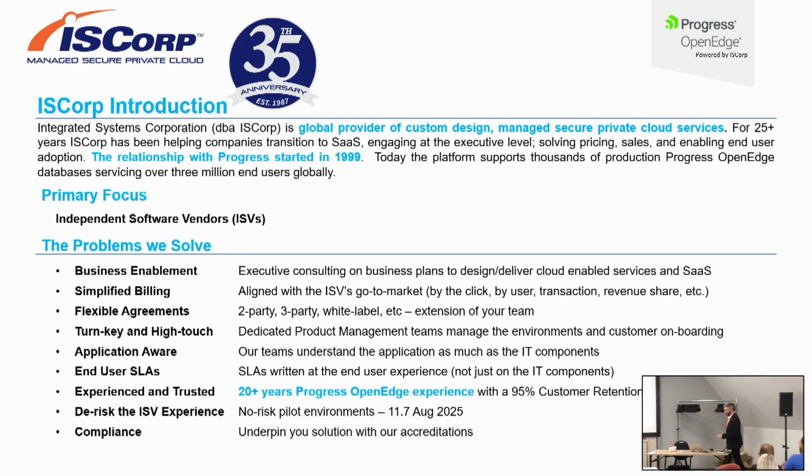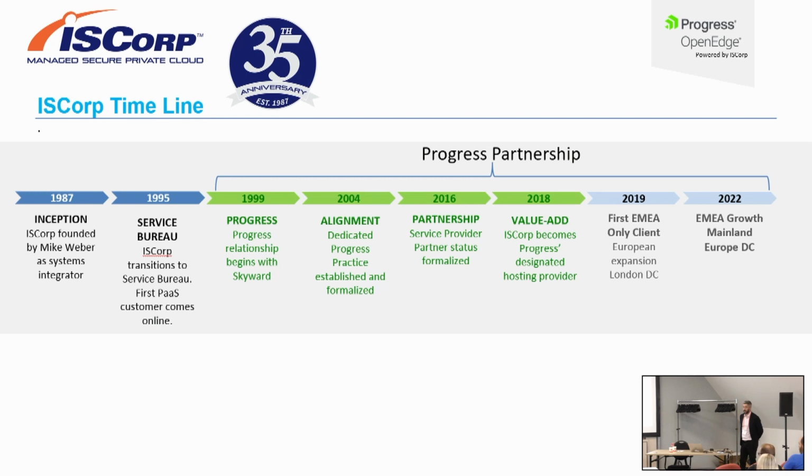Okay, a little bit about a timeline of who we are. So we've been around 35 years, very proud of that, celebrating that. So 1987, inception, founded by Mike Weber as a systems integrator. This is kind of one of my preferred lines in this presentation. So in 1995, ISCorp transitioned to Service Bureau, first pass customers come online. So we were actually managing cloud computing before it was called cloud computing.